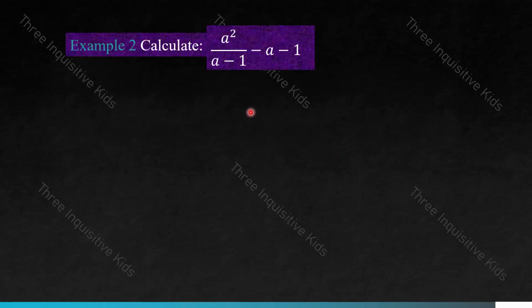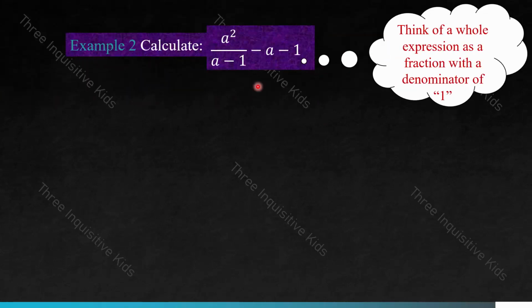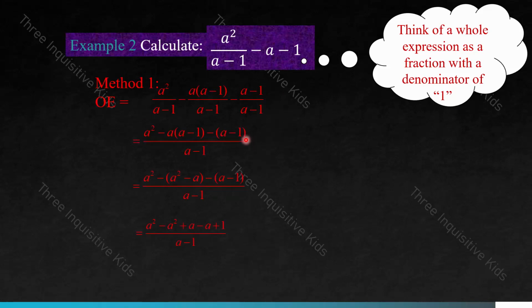Example 2. Calculate a squared over a minus 1 minus a minus 1. Here is the solution. We can think of a whole expression as a fraction with a denominator of 1. So even though it doesn't look like it's a fractional expression, you can just give it a 1 at the bottom. So it would be the same as this expression. Now using the steps that we've just talked about, we have 1 over a minus 1 as our final answer.